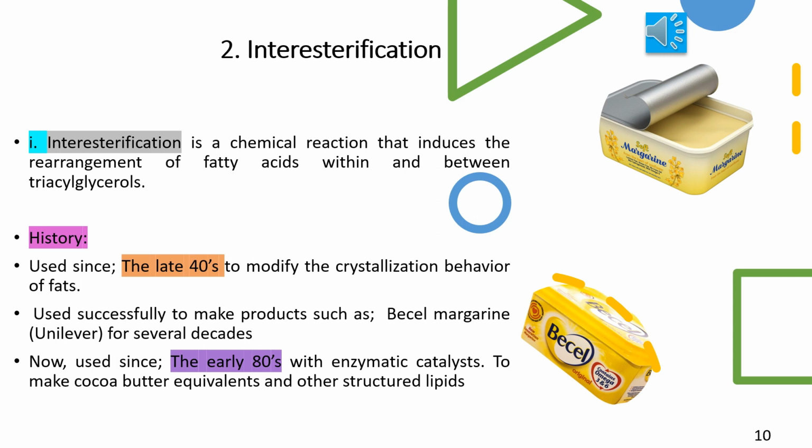What is interesterification? Interesterification is a chemical reaction that induces the rearrangement of fatty acids within and between triacylglycerols. In history, the interesterification process was used in the late 40s to modify the crystallization behavior of fats. Later, it was used successfully to make products such as margarines in the Unilever industry for several decades. Now, in the early 80s, with enzymatic catalysis, it was used to make cocoa butter equivalents and other structural lipids.